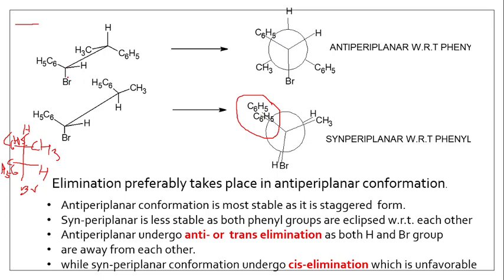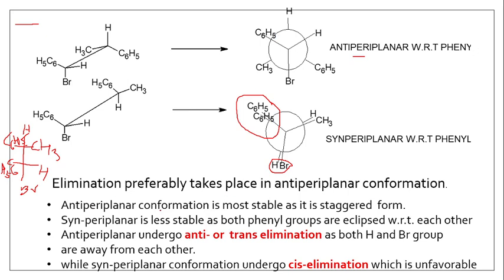In this case, the hydrogen and bromine are away from each other. It is called anti-periplanar. The other one is syn-periplanar because the leaving groups are present very close to each other. Here the leaving groups H and Br are away from each other, that's why it is anti-periplanar. The phenyl groups are also away from each other. So therefore this is the preferred conformation for the elimination reaction.